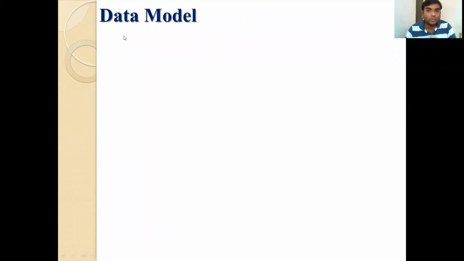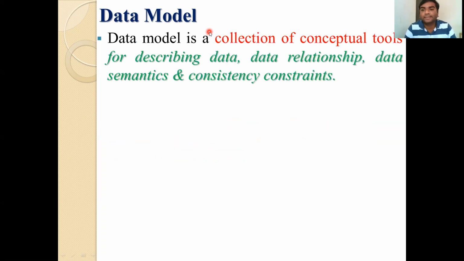Now what is the data model? All of you know what is data, but for handling that data, there are different types of models. But what is the role of that data model that we have to see? Data model means it is a collection of conceptual tools for describing data, data relationship, data semantics, and consistency constraints. So that is the role of data model.